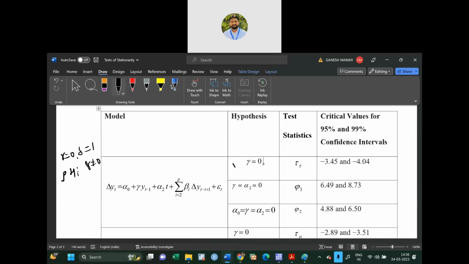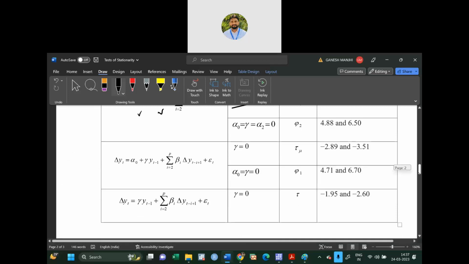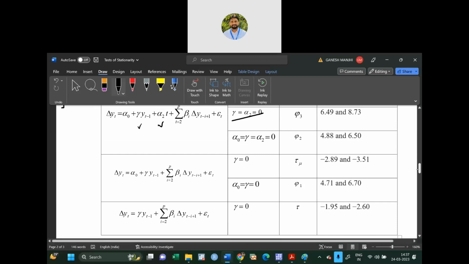So if this is non-stationary here, you go and test simultaneously gamma equal to alpha 2 equal to 0. This is alpha 2, which is trend, and this is gamma. You test this. Again, unit root you find. In this case, you go for testing the third one, which is alpha 0 equal to gamma equal to alpha 2 equal to 0. This is phi 2 test.